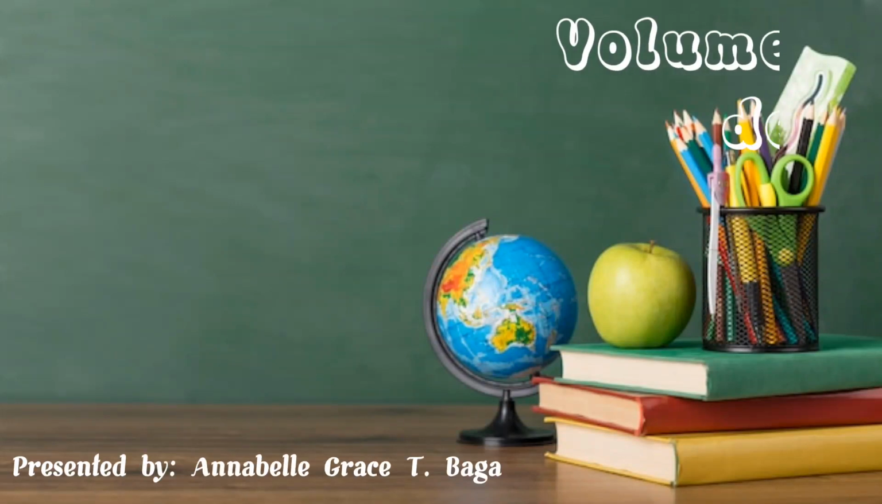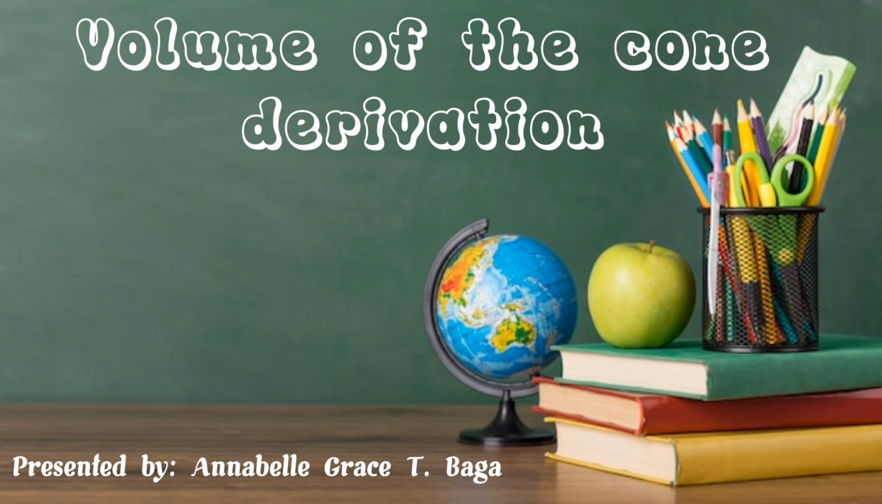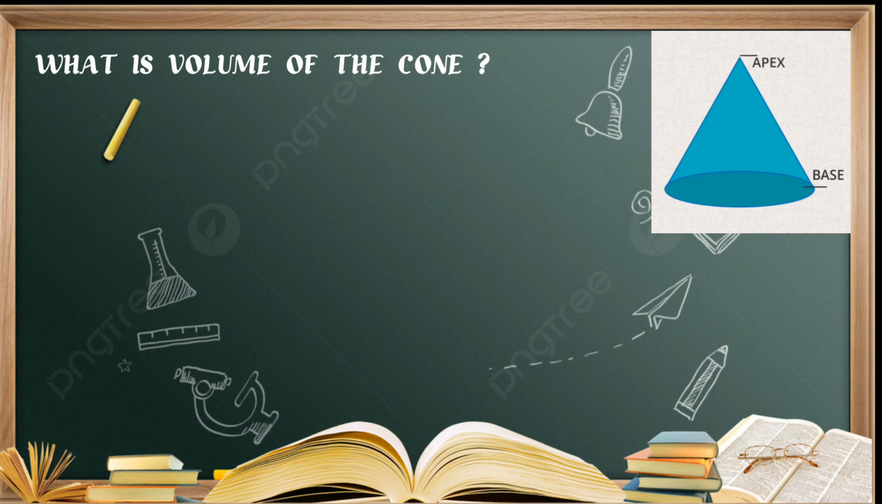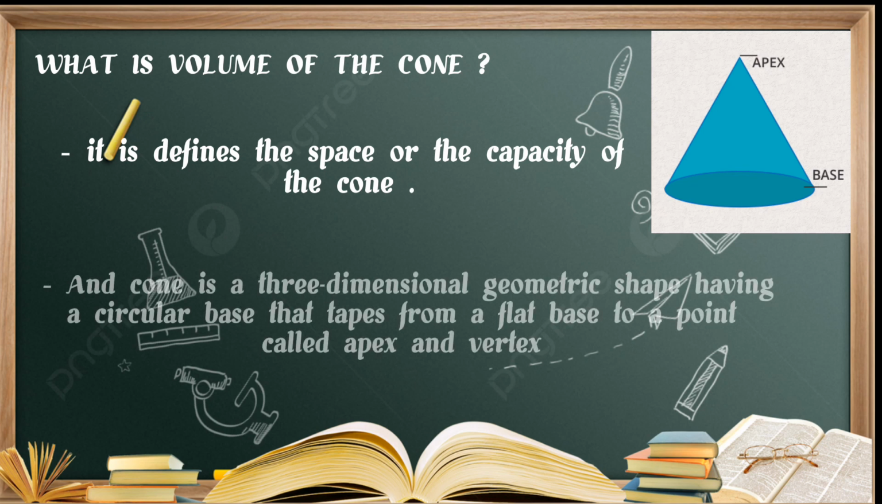Good day everyone. In this video we are going to derive the formula of the volume of the cone. Before that, we are going to define what the volume of the cone is. The volume of the cone defines the space or the capacity of the cone. And a cone is a three-dimensional geometric shape having a circular base that tapers from a flat base to a point called the apex or vertex.